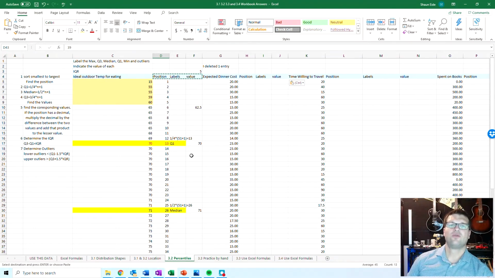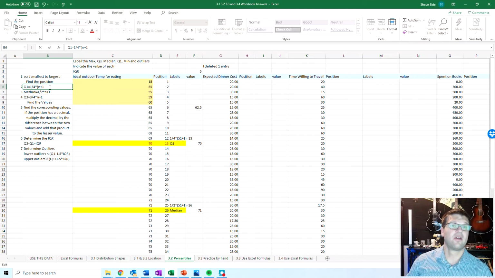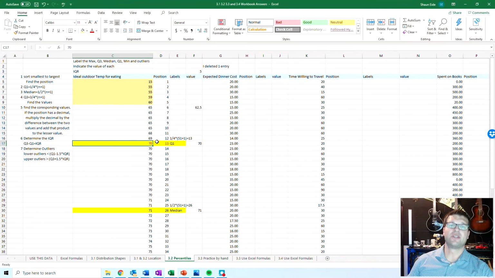So in order to find the position of the 4 even parts, we're going to use this formula right here. The formula is Q1 equals 1/4, in other words the first quartile, multiplied by n plus 1. Make sure that we get the good order of operations here. The reason we have n plus 1 is, like I said before, that it's not supposed to fall necessarily on a particular value.